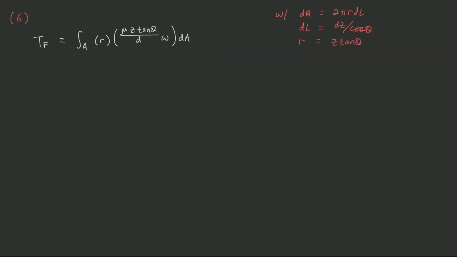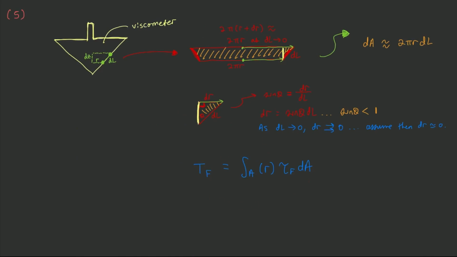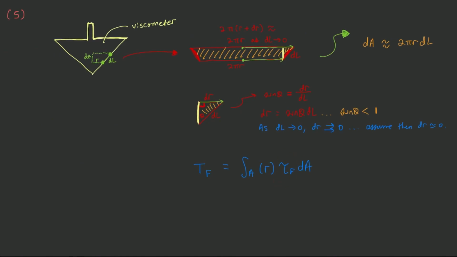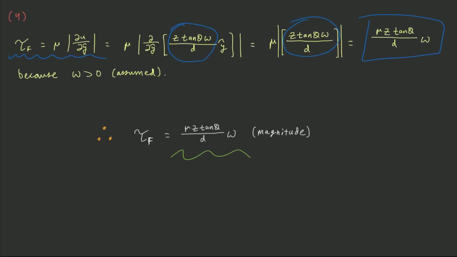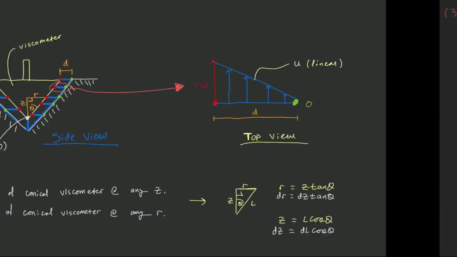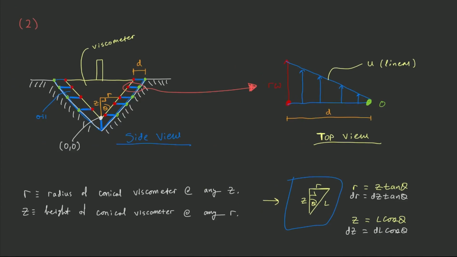So finally, we have our equation as we just had written here, the integral over A of r tau f dA, except now we know what tau f is from this slide right here. It's mu z tangent of theta over d omega. So we have mu z tangent of theta over d omega times our differential area, which we know is 2 pi r dl from the previous analysis. So at this point, we're simply substituting in the values that we know and going along with the integral. You'll note that this dA value, and these two values, dl and r, are just from looking at this triangle that we looked at a few slides ago right here.